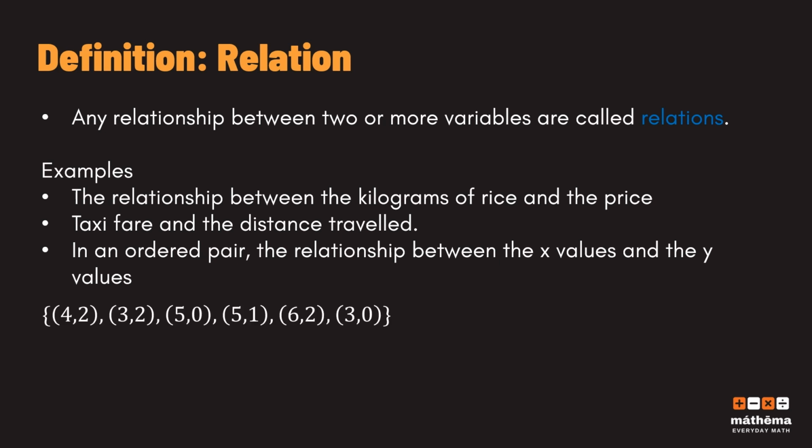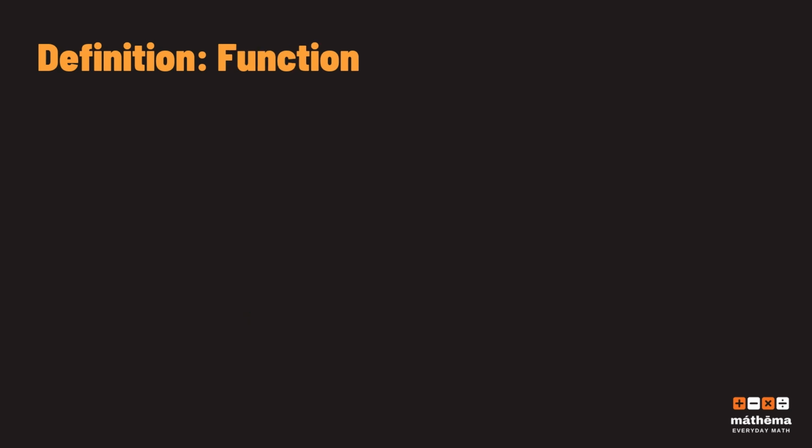For example, we have this set of ordered pairs. When we're talking about ordered pairs, it is composed of our abscissa and our ordinate. To add on that, the set of all x values is called the domain, while the set of the y values is called the range. So again, the set of all x values is called the domain, and the set of all y values is called the range. So what is a function then?